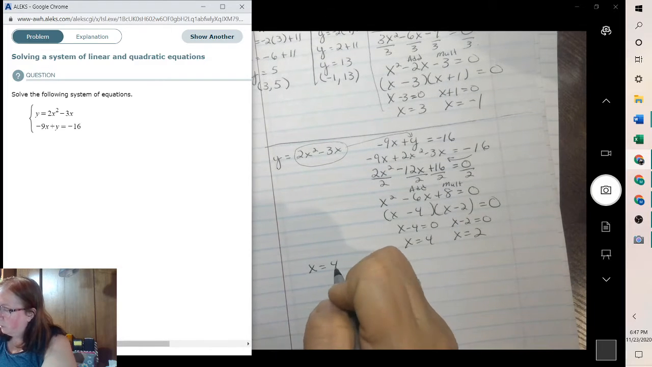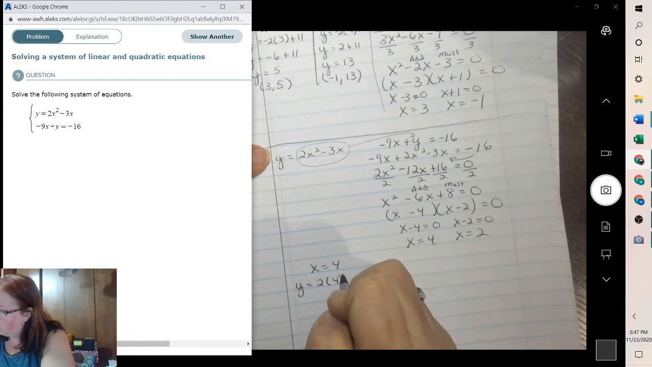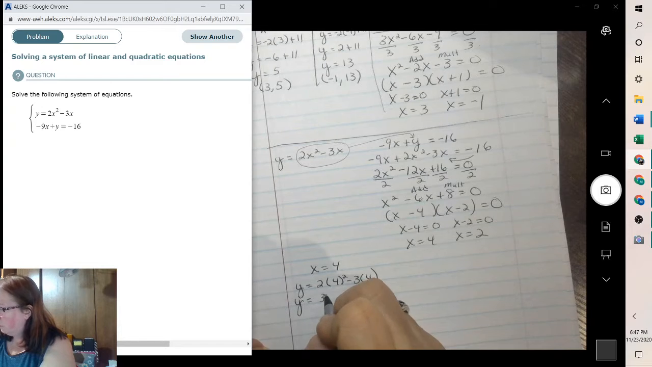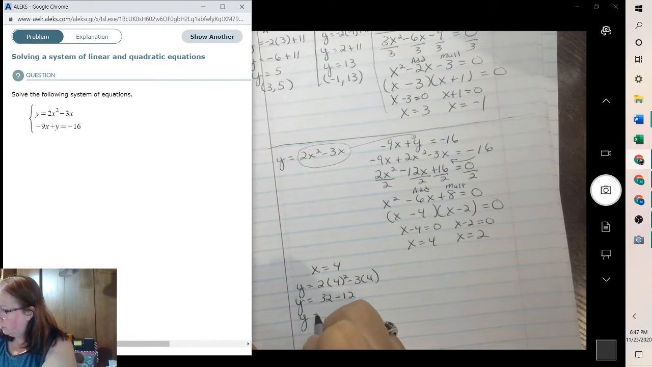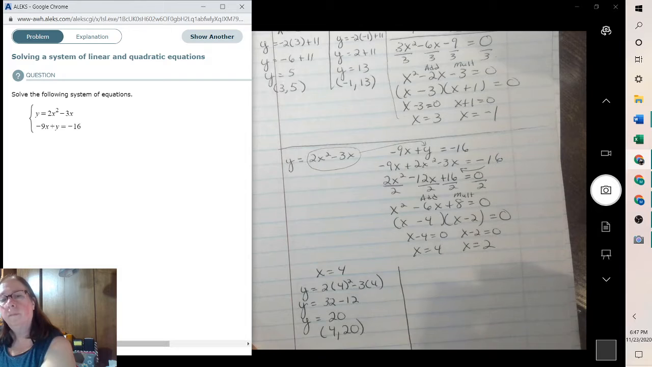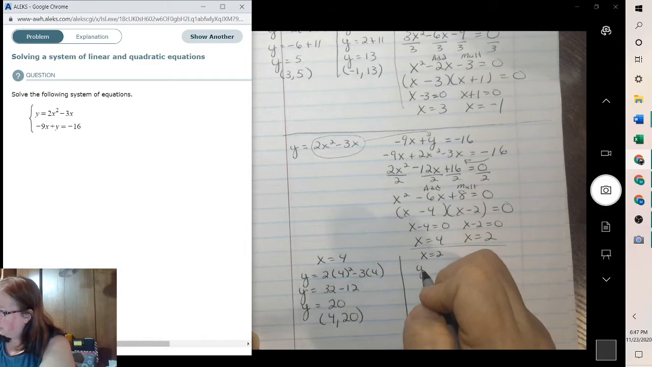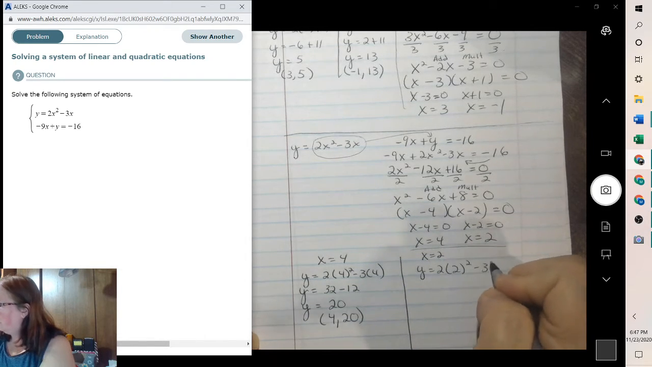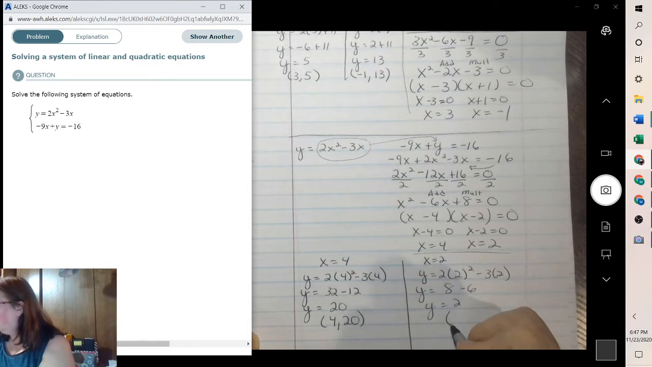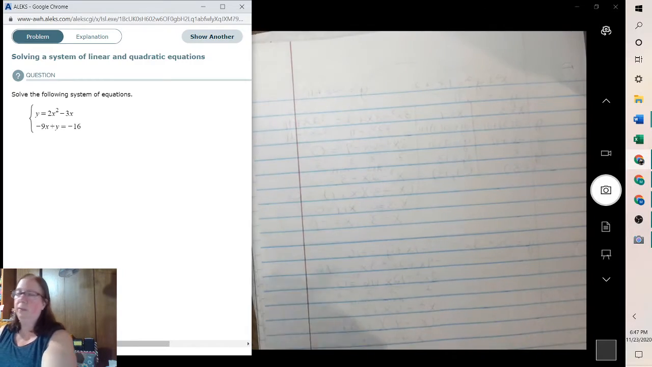So when x is 4, I'm going to plug it into this one. 2 times 4 squared minus 3 times 4. 32 minus 12 is 20. So our point is 4, 20. When we plug the 2 in, y equals 2 times 2 squared minus 3 times 2, which is 8 minus 6, or 2. So you get the point 2, 2. So let's try some other ones.